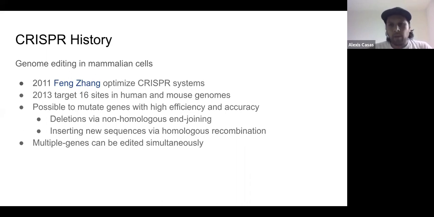So finally, in 2013, we get to what the wider public and everyone has heard about, which is genome editing in mammalian cells. Feng Zhang was working on optimizing CRISPR systems. In 2013, he published a paper where he showed that he targeted 6 sites in human and mouse genomes. And he showed that it was possible to mutate genes with high efficiency and accuracy. So you could do deletions via non-homologous end joining or insert new sequences via homologous recombination. And you could also edit multiple genes simultaneously.